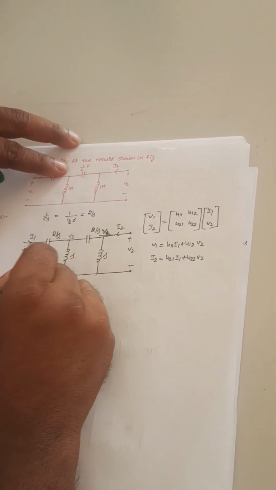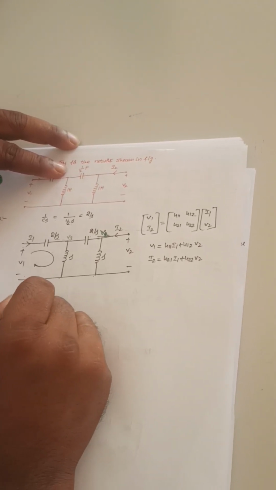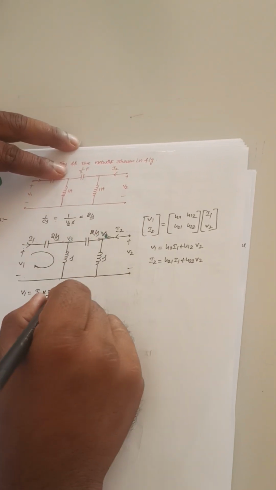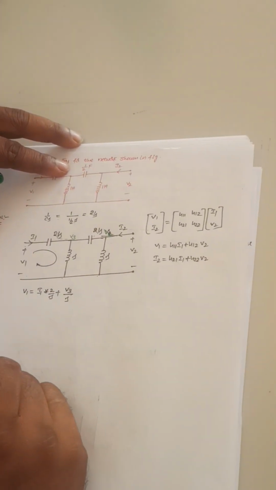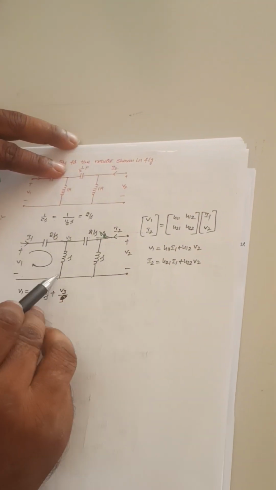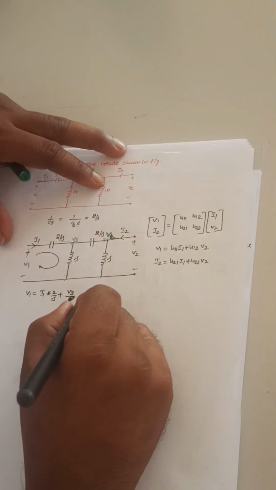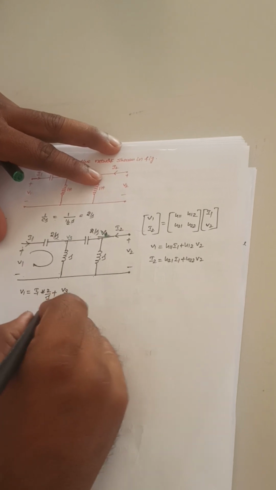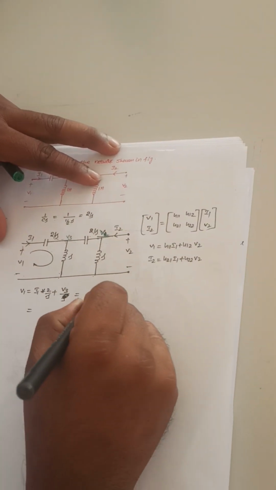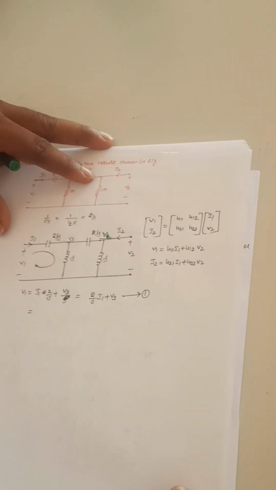So for loop 1, V1 is equal to I1 into 2 by S plus V3. This voltage plus this voltage is equal to this voltage. So let us assume it is 2 by S into I1 plus V3. Let us consider it as equation number 1.